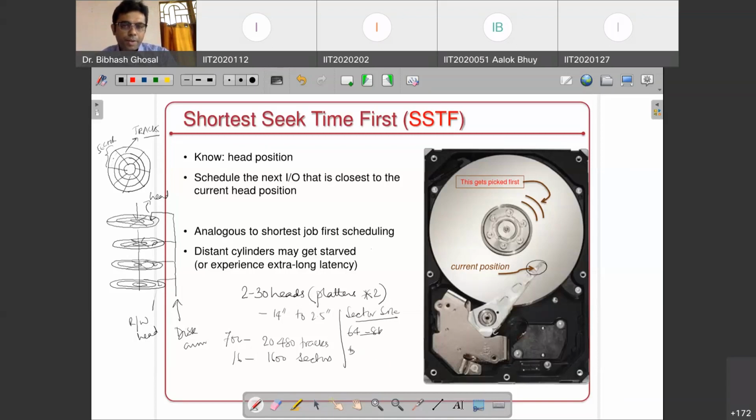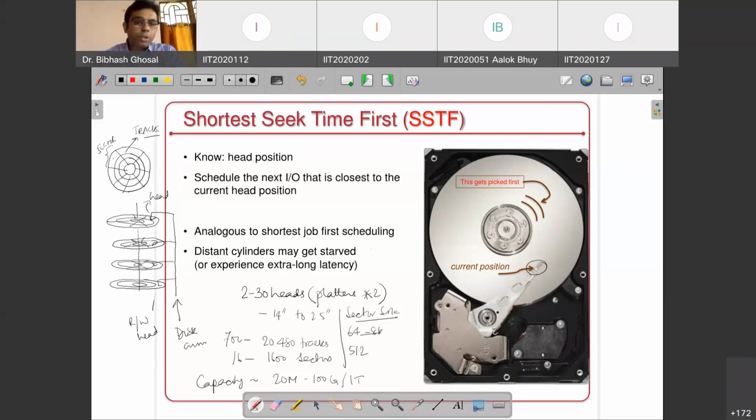And the minimum is 512. We have already seen one such sector, the boot sector, which is of size 512 bytes. The capacity of a hard disk is typically from 20 megabytes to today 100 gig, or maybe 1 terabyte or a few terabytes. That is the order of the number of bytes you can store on this hard disk.